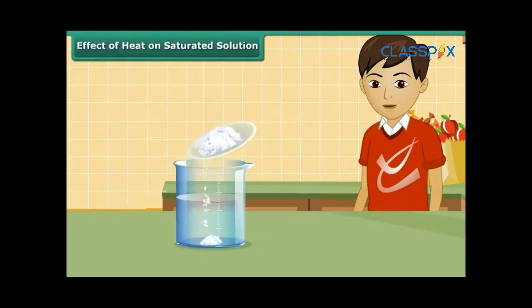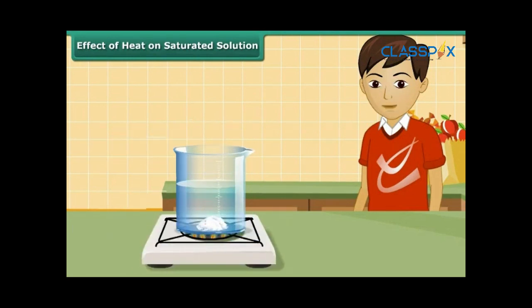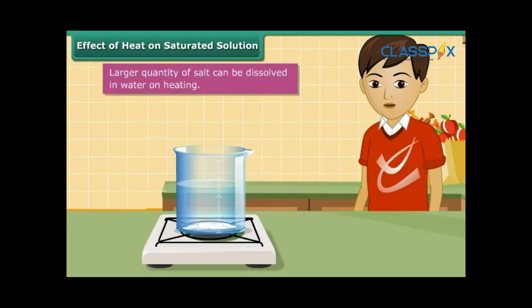Add a small quantity of salt to a saturated solution and heat it. What happens to the undissolved salt at the bottom of the beaker? Yes, it starts dissolving in the solution. Let this hot solution cool. Does the salt reappear to settle at the bottom of the beaker again? Yes, it does. Students, this activity shows that you can dissolve a large quantity of salt in water by heating.